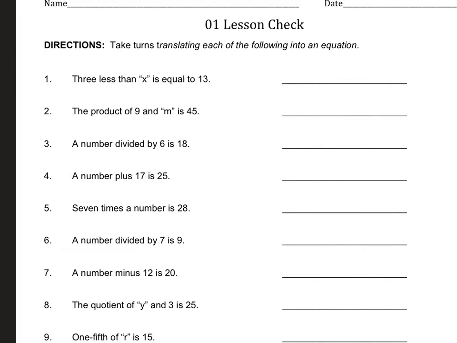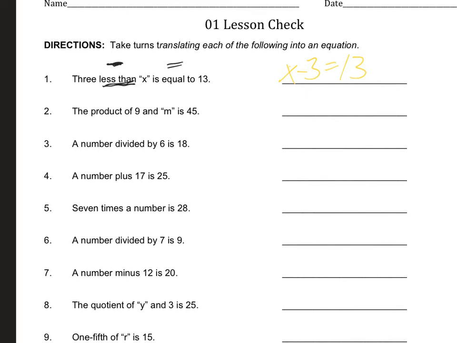Okay, so you should have gotten 3 less than x is equal to 13. So x minus 3 equals 13. If you got that, then you're good. If not, let's talk about this. 3 less than. Less than means that we are subtracting, right? Is equal to 13. I'm not going to say 3 minus x because I want 3 less than x. So I have x and I'm taking 3 away. So that's x minus 3.